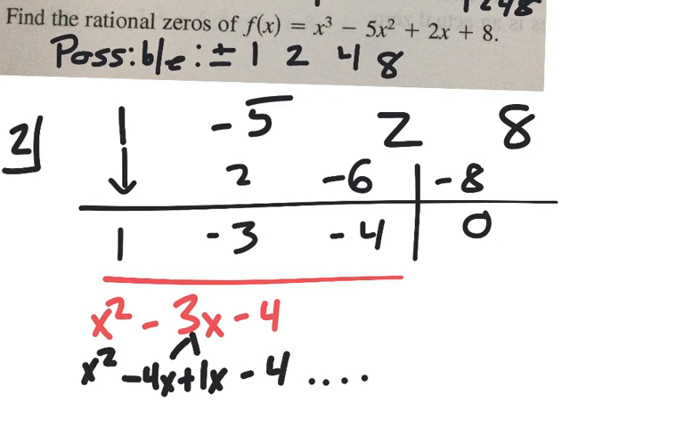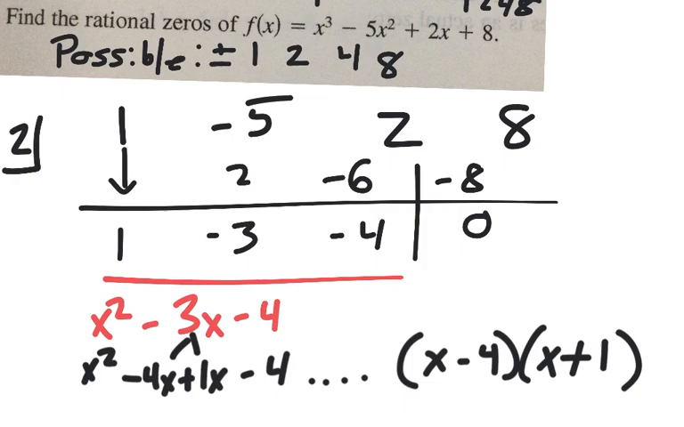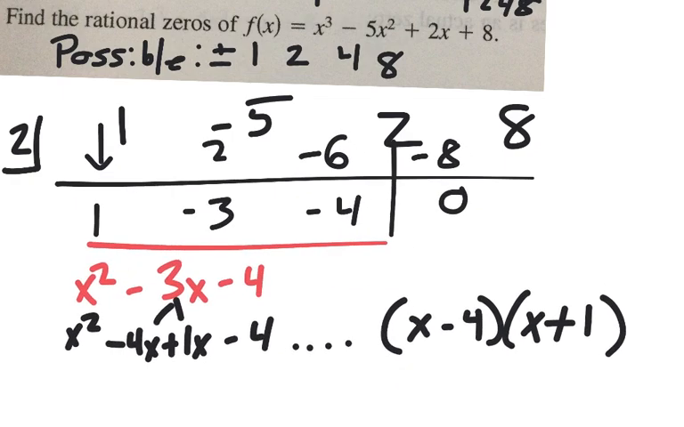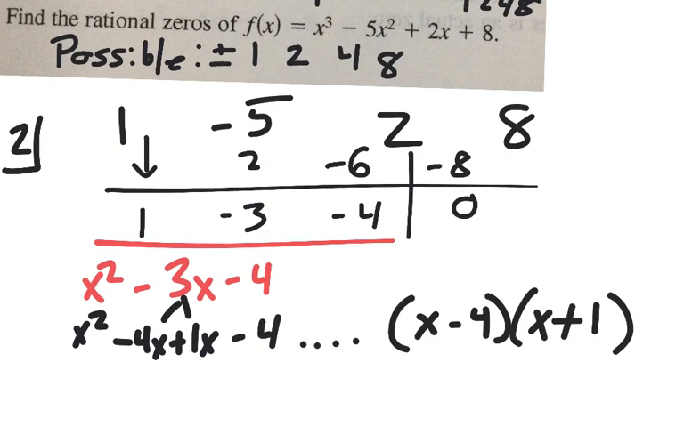All right, and I'll let you continue doing that one. I can see just by looking, it's x minus 4 times x plus 1. Which means my other x-intercepts are at 4 and at negative 1.